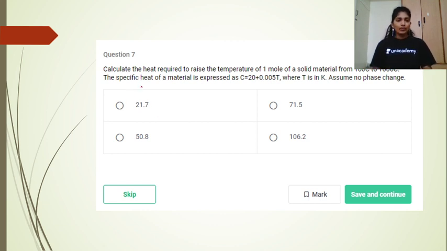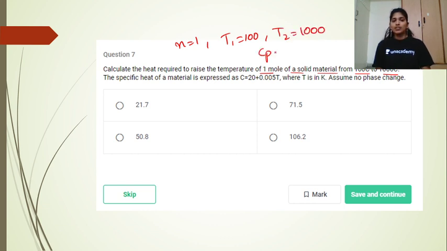Here we have: calculate the heat required to raise the temperature of 1 mole of the solid material from 100 degrees centigrade to 1000 degrees centigrade. So n is equal to 1, T1 is equal to 100 and T2 is equal to 1000, right? And the specific heat of the material C is given as 20 plus 0.005 T. Assume that there is no phase change. When there is no phase change, it is only sensible heat, right?